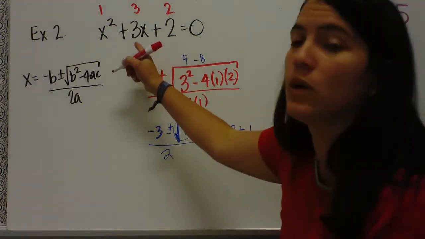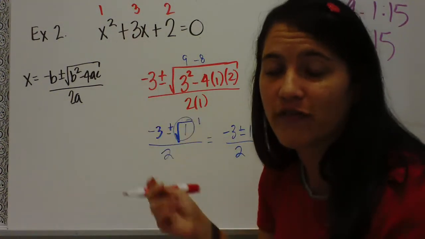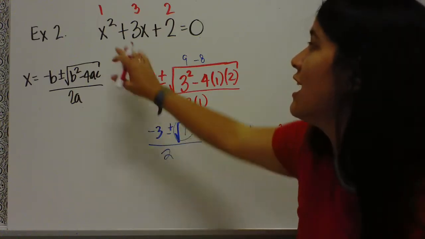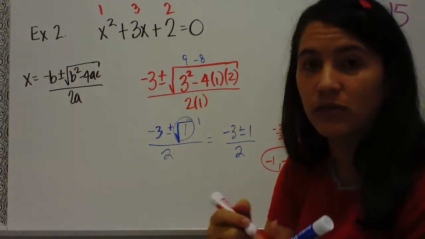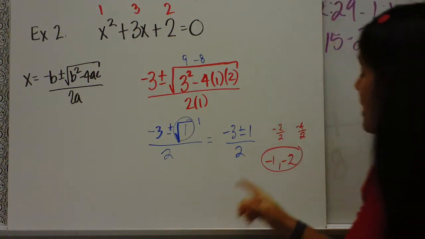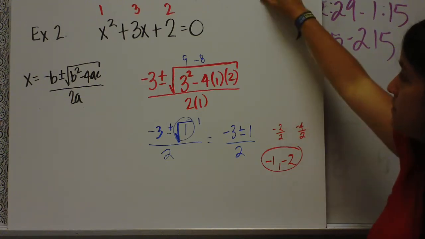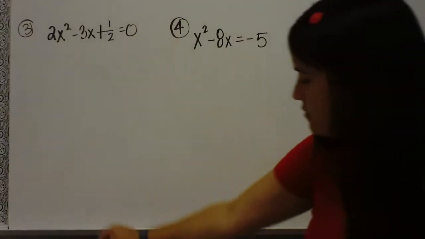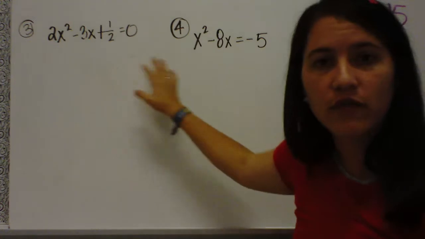If you wanted to check by factoring, you could factor that equation and you would get x plus 1 and x plus 2, and then your solutions again would be negative 1 and negative 2. Alright, examples 3 and 4.